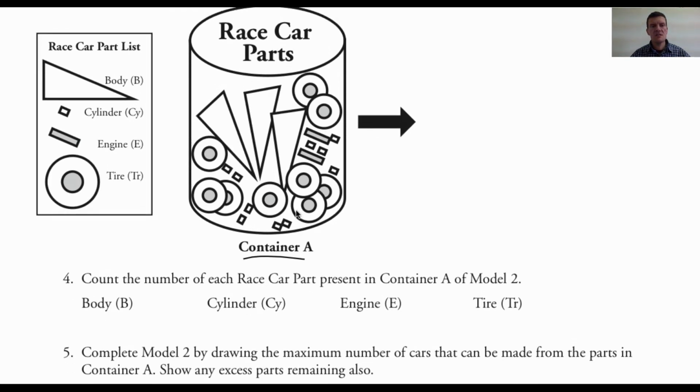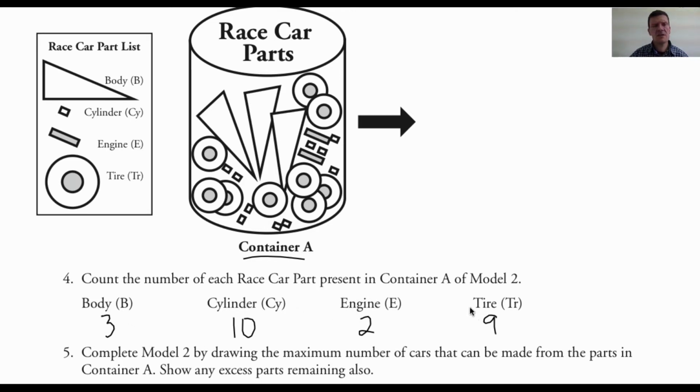So let's see here. I've got 3 bodies. I've got cylinders, those tiny ones here: 1, 2, 3, 4, 5, 6, 7, 8, 9, 10. Engines, there's a longer rectangle, 1, 2, just 2 engines. And tires, 1, 2, 3, 4, 5, 6, 7, 8, 9. 9 tires.